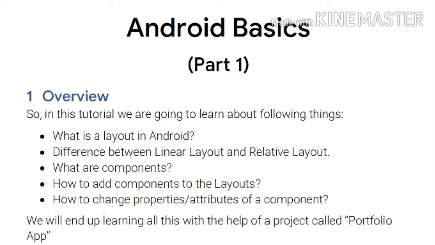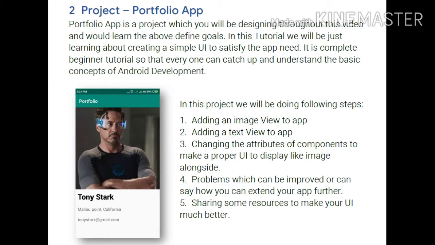And then we would be changing the properties and attributes of those components to give a better look to our UI. So let us see how our UI looks like. And so here's the UI. So this is the portfolio app which we were talking about, and this contains a simple image and three text views, which is the simplest app which we can create for beginners.